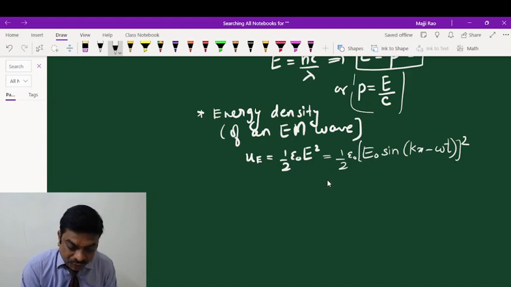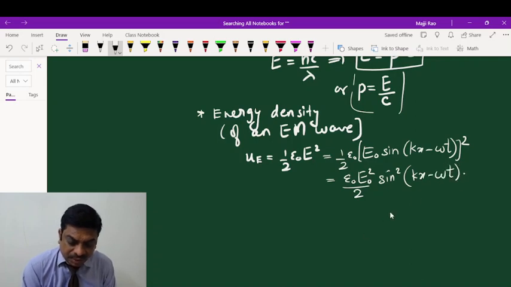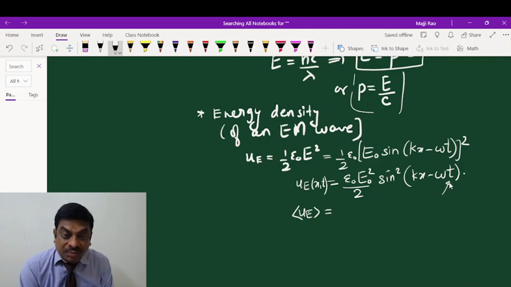Then finally we can write this as E naught square epsilon 0 by 2 into sin square of (kx minus omega t). Since E is a time dependent function, a function of x and t both, we need to take the average value, averaged over a time period at a certain point. That is, you fix the value of x and then you take the average for one time period. Students, you know how to find the average for one time period.